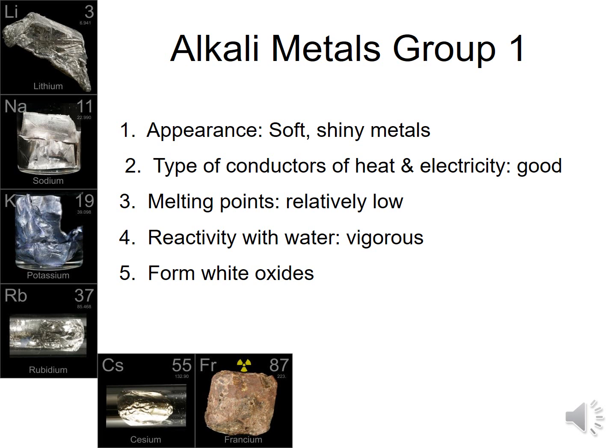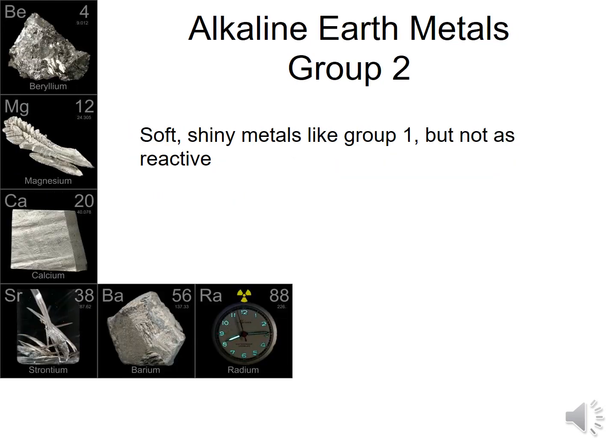The alkali metals are all soft, shiny, silvery colored. They're good conductors of heat and electricity. They have relatively low melting points. They melt at very low temperatures. They react vigorously with water. In fact, some of them explode on contact with water. They all form oxides with oxygen that are white in color. So this family of elements share similar traits.